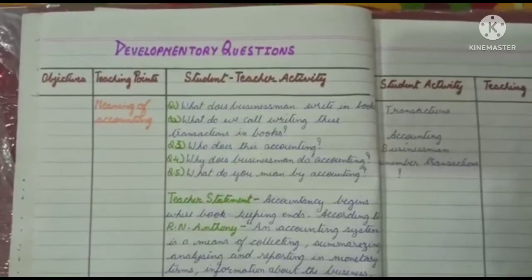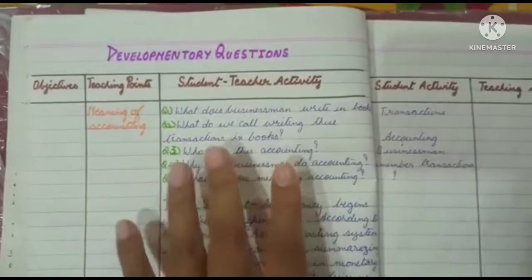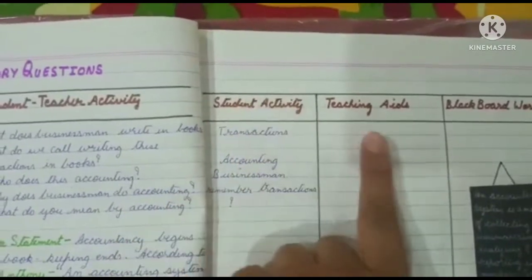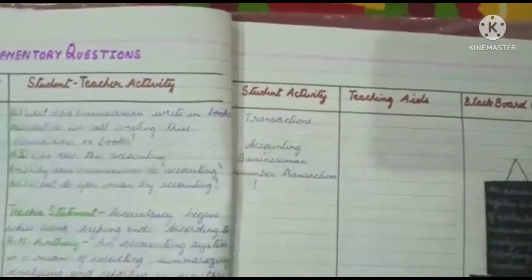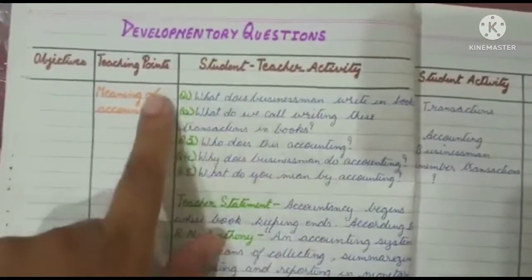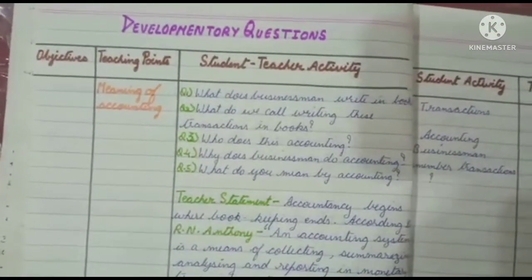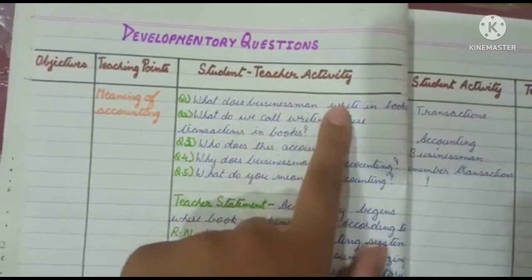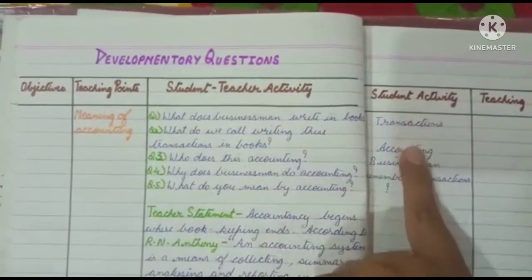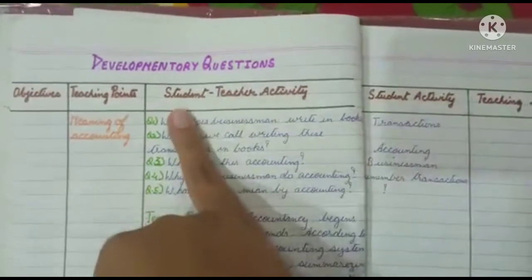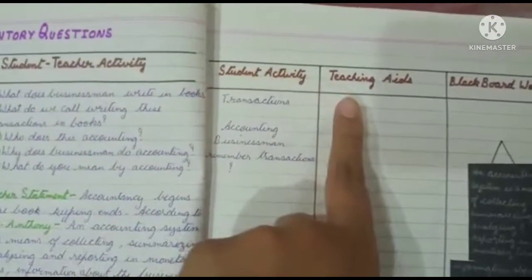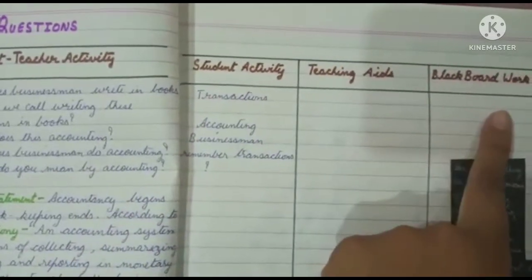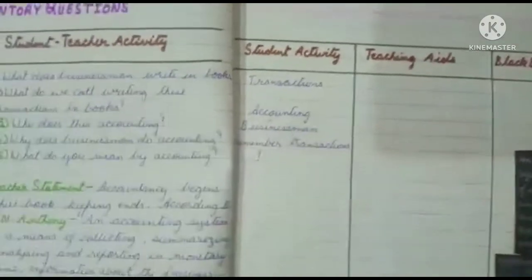We have the developmentary questions. For that, we are going to divide the page again into 5 columns. Teaching points, student teacher activity, student activity, teaching aid, and blackboard work. Teaching point is the topic. So the first topic is meaning of accounting. Student teacher activity is how the student teacher will interact with the student. Student activity comprises how the students will answer the student teacher. Teaching aid is what the student teacher will use to better make the students understand. And blackboard work is what the student teacher will write on the blackboard.